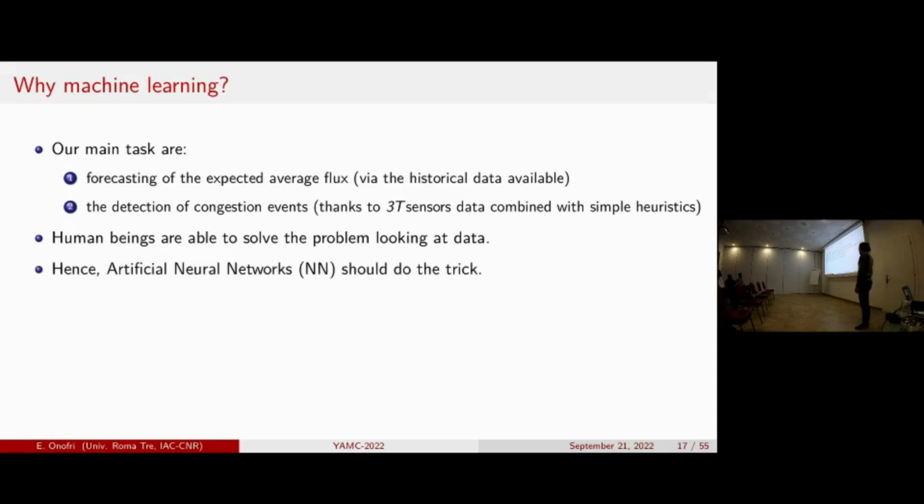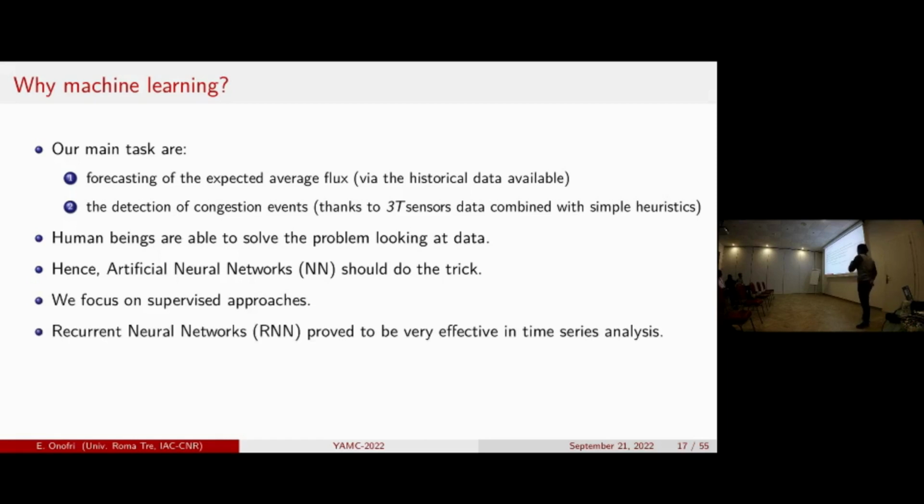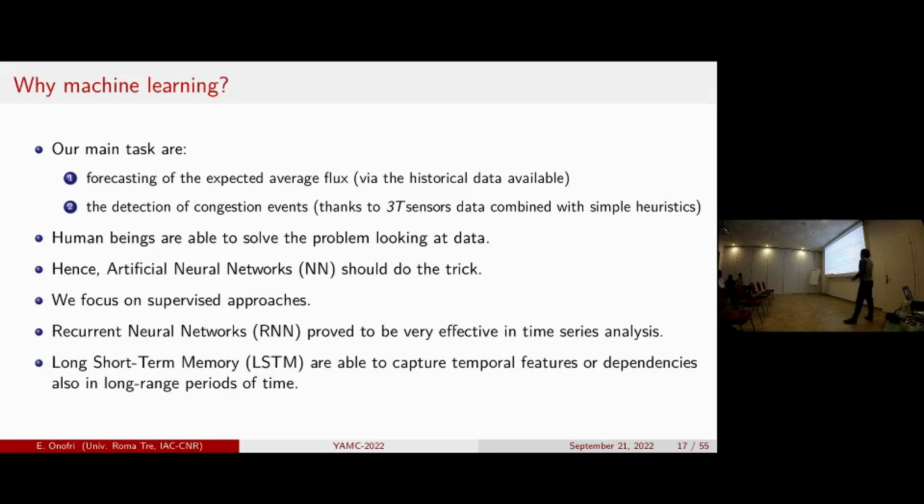And in particular, between neural networks, we focus on supervised approaches, and recurrent neural networks proved to be very effective in time series analysis, since we have data that have a very prominent time point of view. I mean that, of course, they cannot be reassembled in other ways. Then we use the recurrent neural network. In particular, of course, probably all of you know about the LSTM, the long short-term memory, which are capable to understand and capture features or dependencies in long ranges of time.